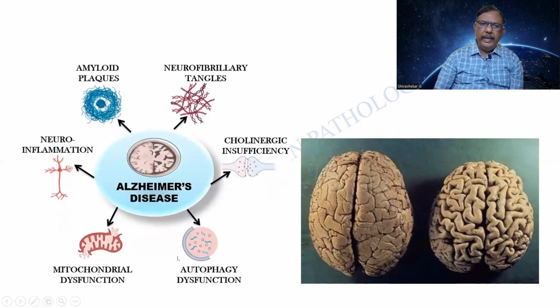And see what is happening in a case of Alzheimer's disease. A topic by itself, which I shall be dealing with at a later date. But however, let us remember all this. You find that there can be amyloid plaques, neurofibrillary tangles, cholinergic inefficiency, autophagy dysfunction, mitochondrial dysfunction, neuroinflammation. I'll be dealing with this topic in detail in the nervous system.